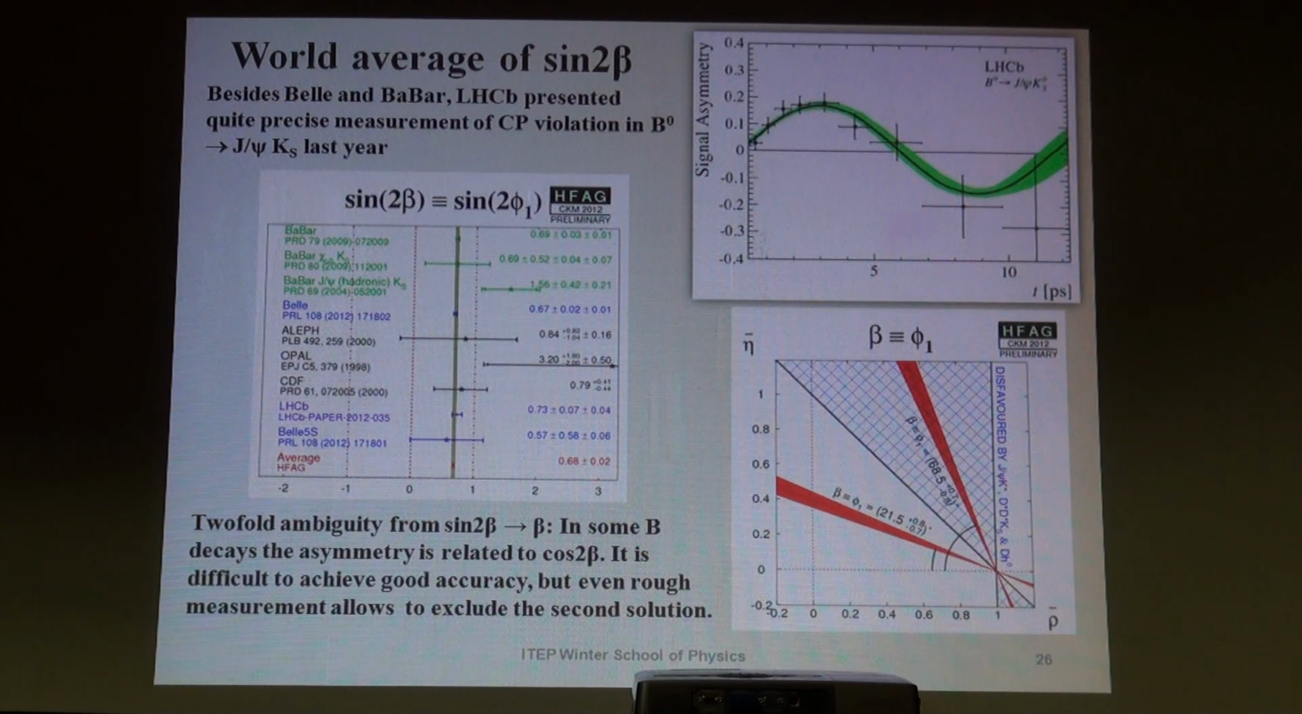I'm sorry, what about those measurements in which sine 2 beta is more than one, even if you take error bars into account?